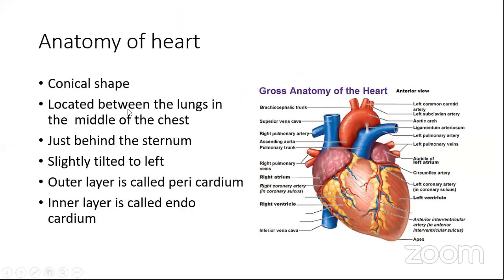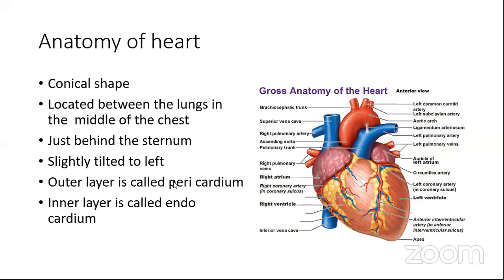Right. The shape of the heart, if you see the gross anatomy here, is conical. This is called the apex. The apex is slightly tilted to the left side. Just look behind the sternum bone, which is called the chest bone. In the front, in the middle of the chest, there is a knife-like bone. That bone is called the sternum. The heart lies just behind the sternum bone, with the apex slightly tilted to the left side.